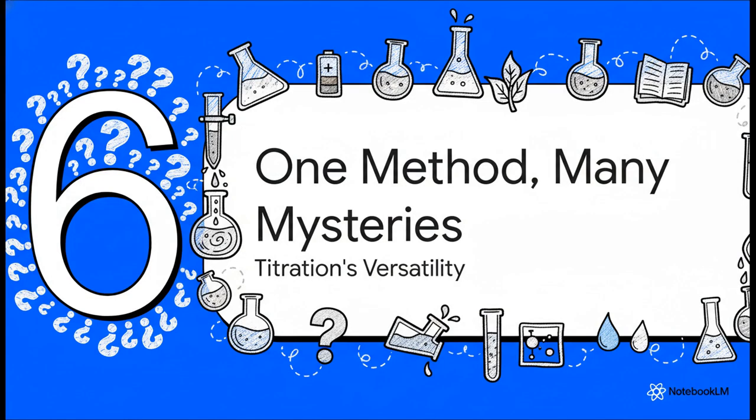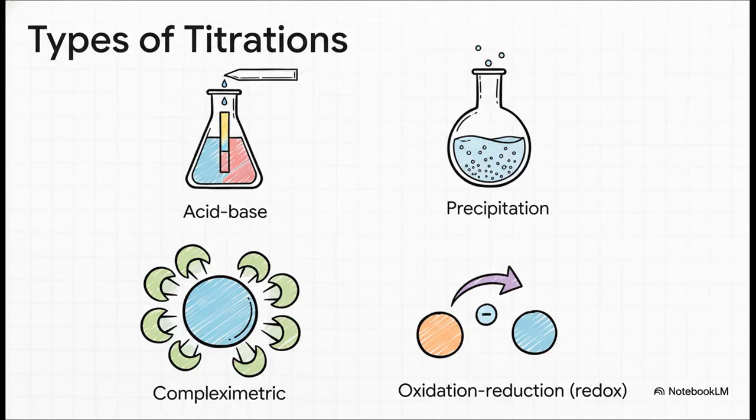So we've cracked one case, but the amazing thing about titration is that it is not a one-trick pony. This same basic technique can be tweaked to solve a whole bunch of different chemical mysteries. I mean, look at the versatility here. You can use it for your classic acid-base neutralizations, for reactions that create a solid, for complex metal reactions, and even for redox reactions where electrons are flying around. It's like the Swiss Army knife of quantitative chemistry.